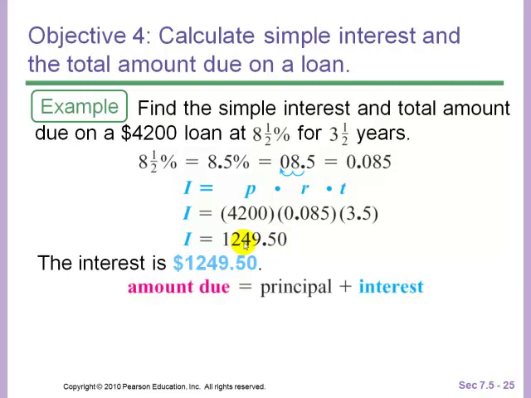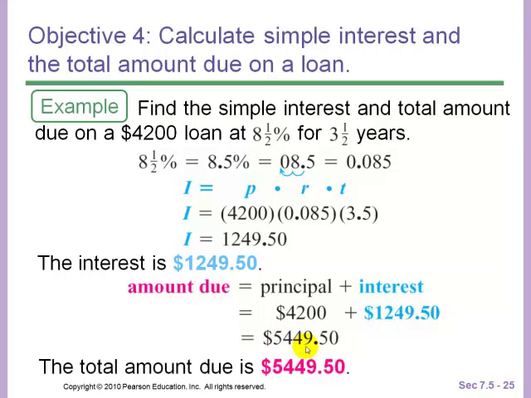So your total bill, your total amount due, is the principal of $4,200 plus your interest of $1,249.50. So you actually wind up paying $5,449.50.